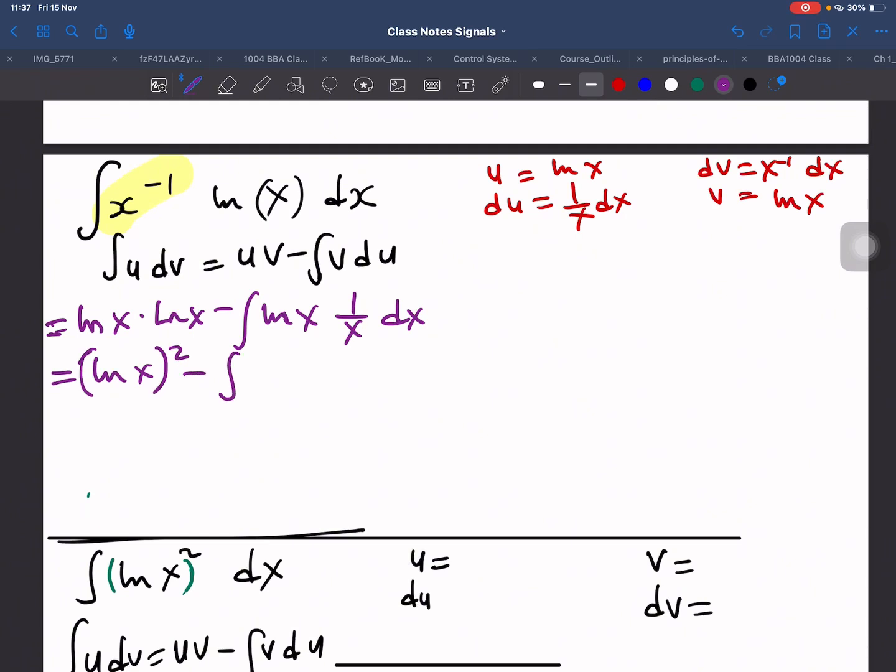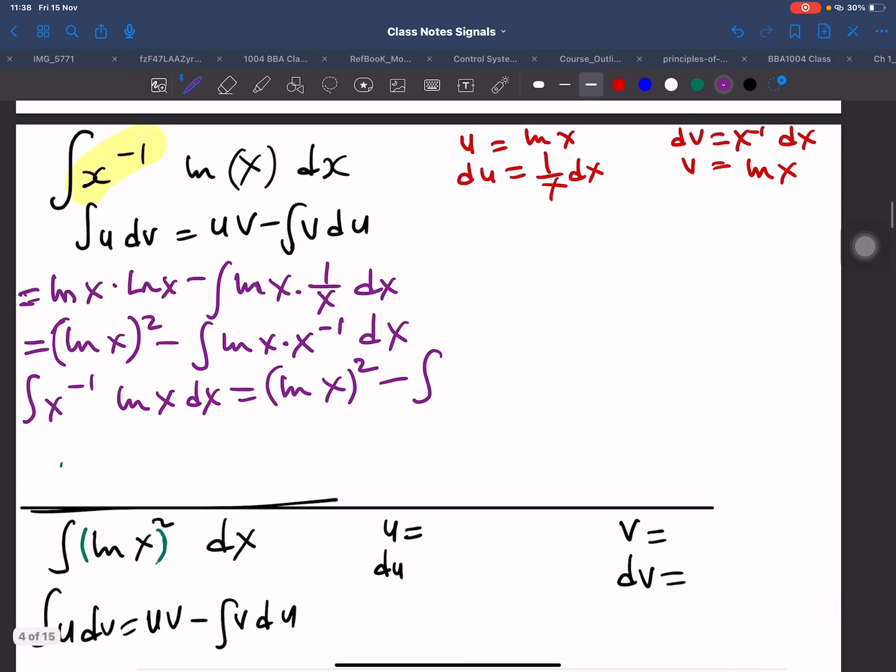minus the integral of ln x. Then this one, you can call it 1 over x, you can call it x raised to the power minus 1 multiplied by x raised to the power minus 1 dx. So normally, when you meet the same value as the question given, for instance, this question, we have the integral of x to the power minus 1 ln x dx equals ln x squared minus the integral of ln x raised to the power minus 1. I can reverse it so that it represents this very well: x raised to the power minus 1 ln x dx.